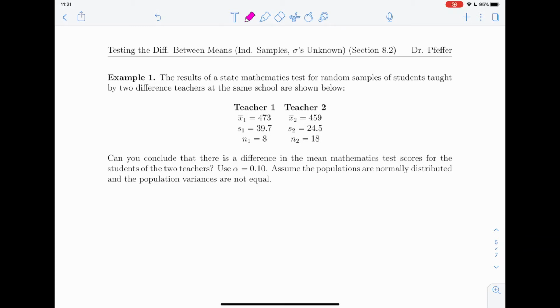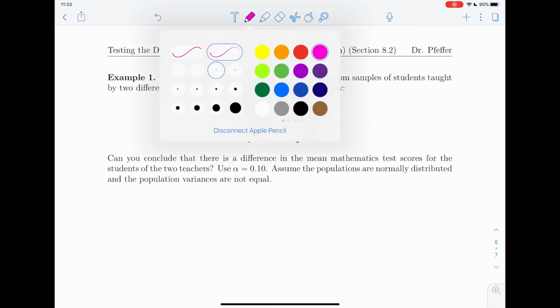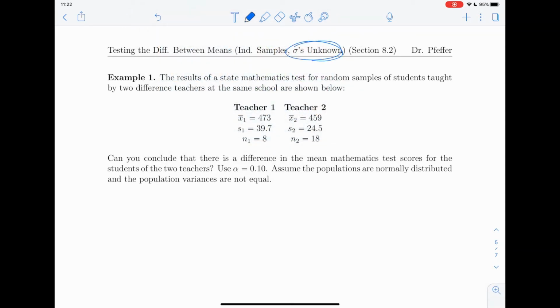Welcome back to part 2 of our discussion on testing the difference between population means using independent samples in which the population standard deviations are, again, unknown. That's the key. Last video, we introduced the theory behind how we're going to approach the situation utilizing the t-distribution in the t-test, but also noting that there's a lot of different formulas to use this time around.